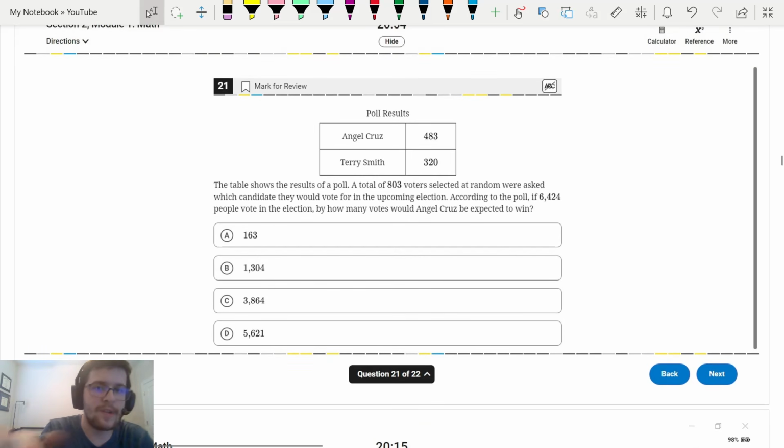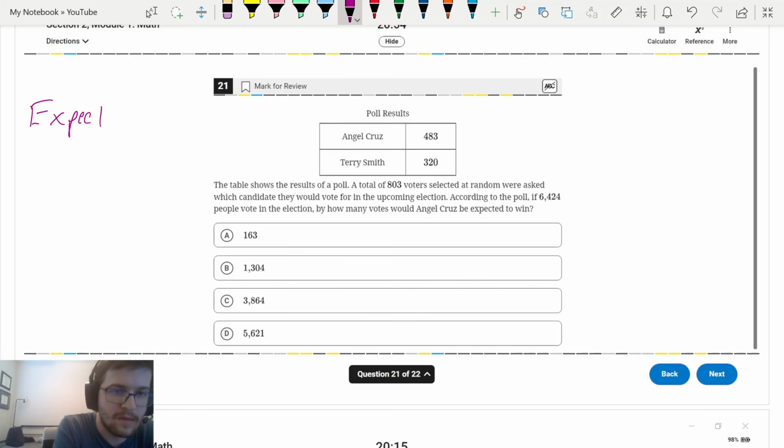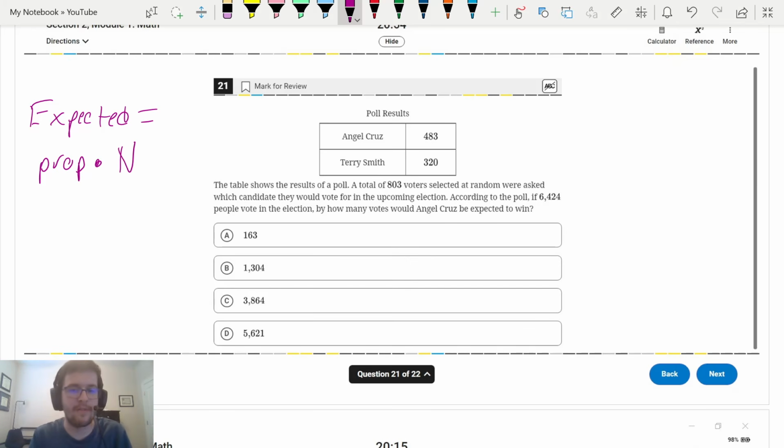Okay, so what you have to know here is the expected in the population is equal to the proportion times big N, which is the amount you have in the total population. So we have to figure out how many voters using this data. So there's 803 total voters. So for Cruz, we're going to do Cruz equals the proportion. So 483 Cruz voters out of a total of 803.